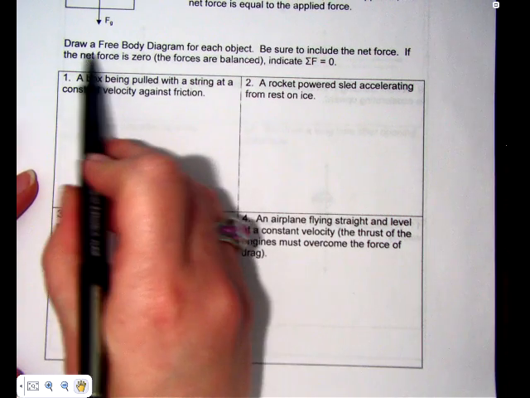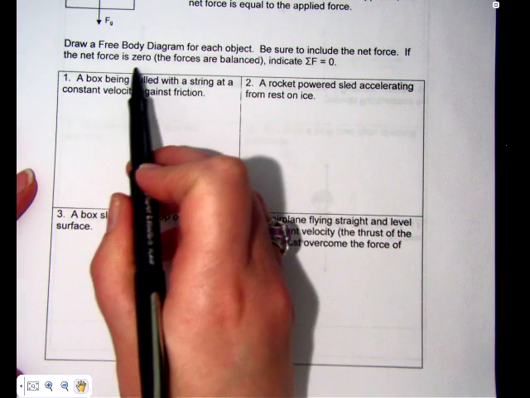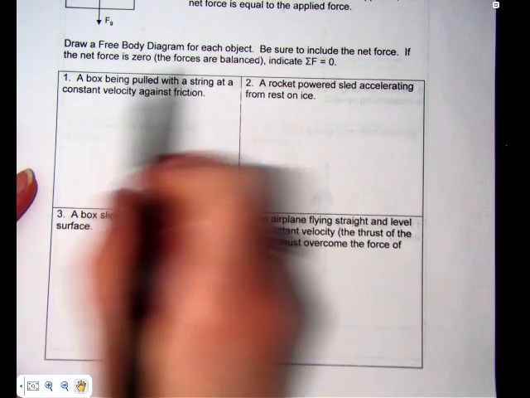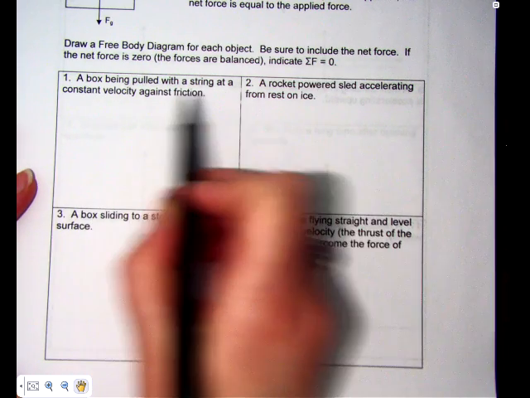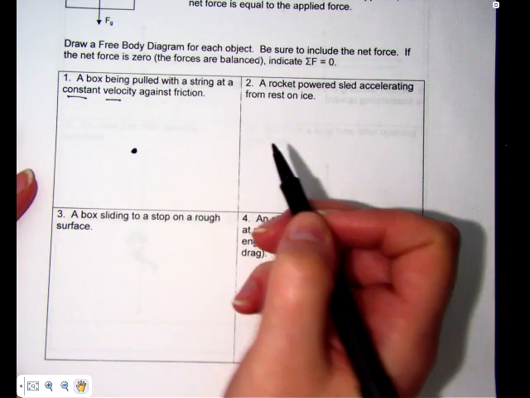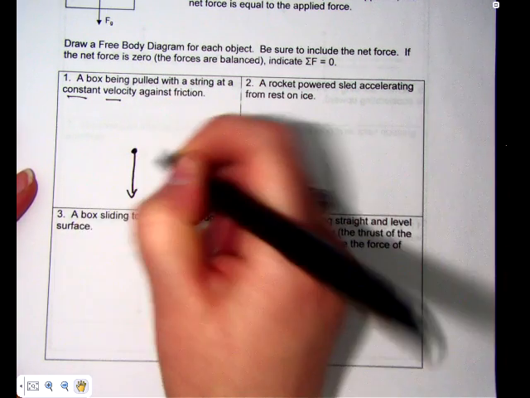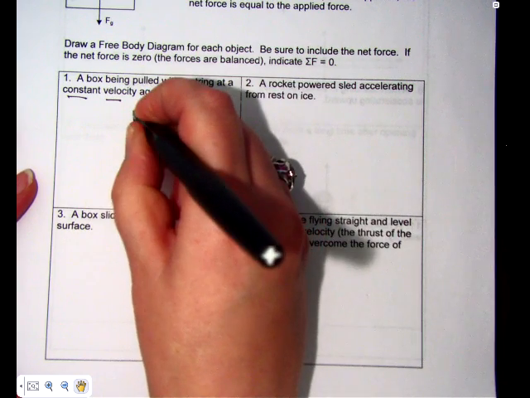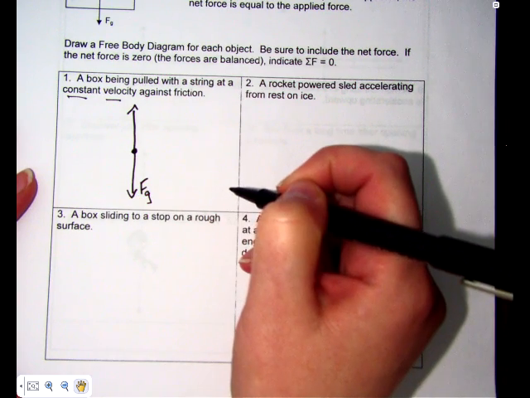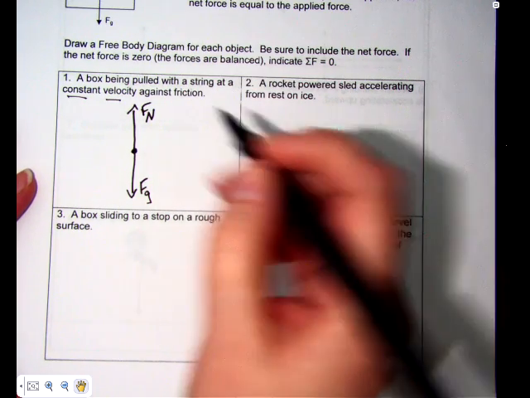So it says, draw a free body diagram for each object. Be sure to include the net force. If the net force is 0, the forces are balanced. Indicate sigma F equals 0. So a box being pulled with a string at a constant velocity against friction. So I'm just going to draw a dot representing our object, and it's the center of gravity of that particular object. There's always the object's weight pulling it down toward the force of gravity, and it's on a surface, so normal force is holding it up.